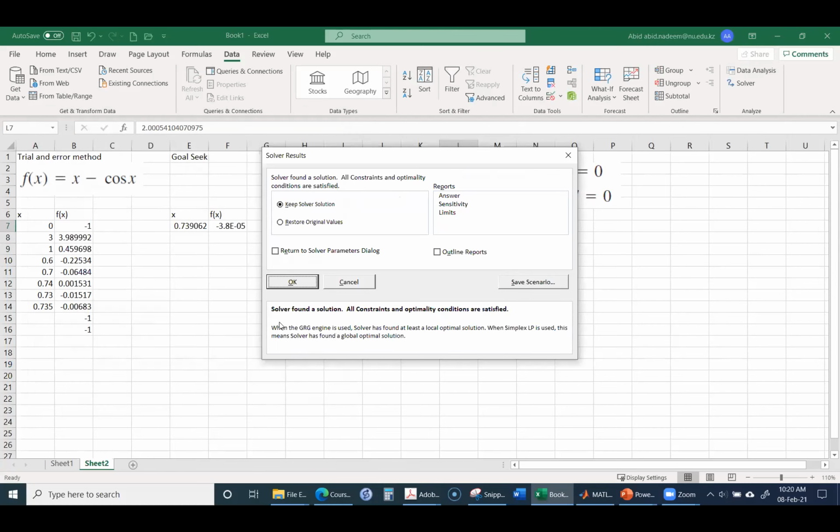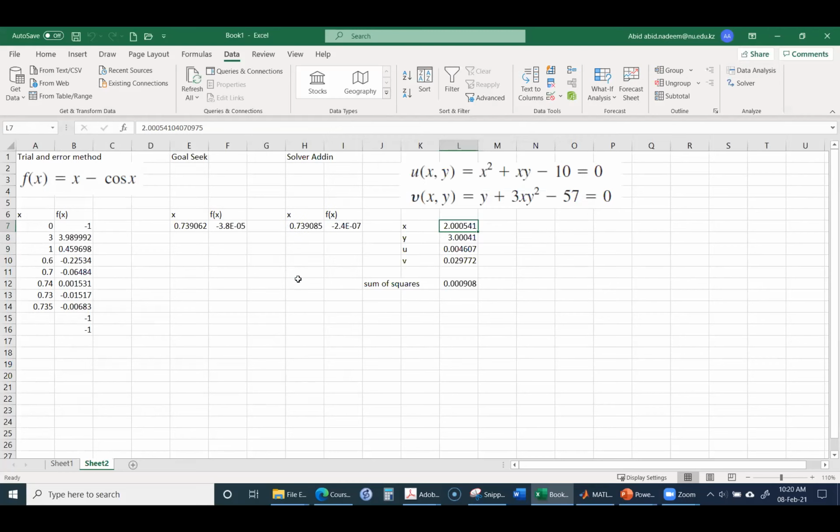But in this case, you can see that it says the solver has found a solution. All constraints and optimality conditions are satisfied. So I click OK. And here I can see that if the value of x is 2.0000541 and the value of y is 3.00041, then the value of u will be 0.000 this, v is this.